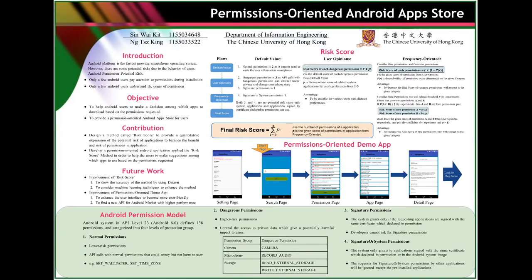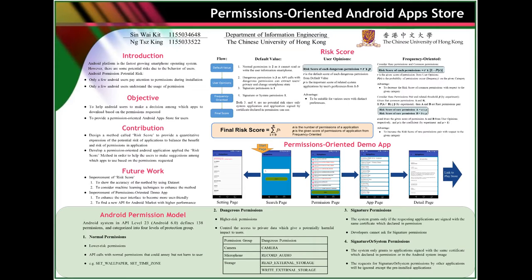Second, dangerous permission is a high-risk permission that controls access to private data, which has a potentially harmful impact on users. The system will ask for permission approval every time they use the app. Also, signature permission is granted by the system only if the application is signed with the certificate declared in the permission. And signature or system permission is granted only to apps signed with the certificate declared in the permission or in the Android system image. Both of them are ignored when developers' applications use them.